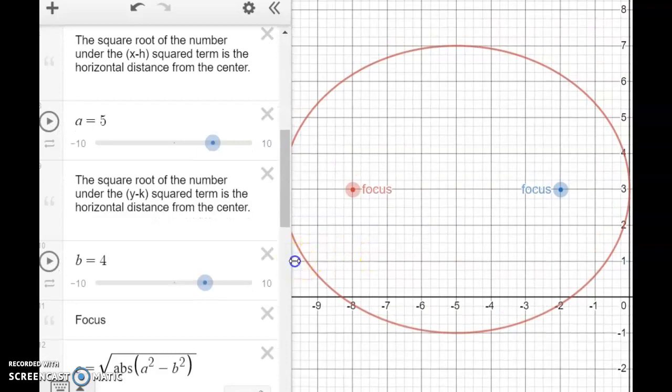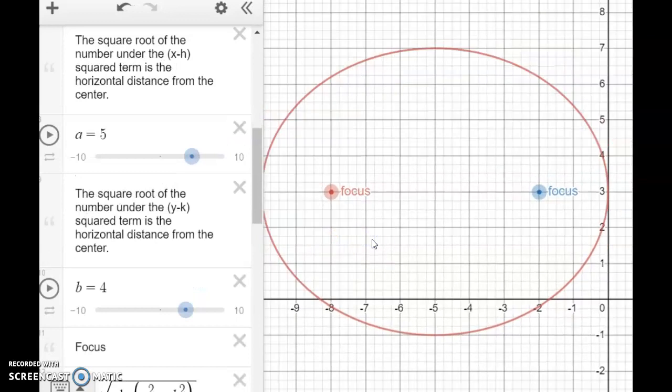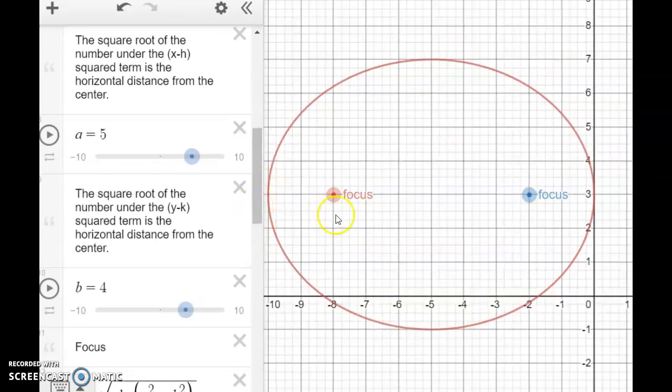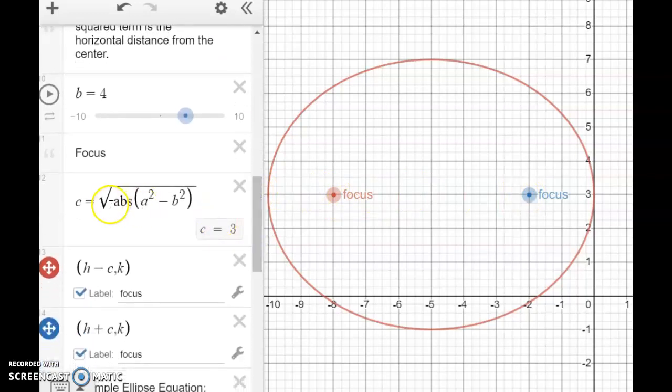Let's see if I can center us more. I don't know. There we go. Maybe zoom out a little bit so I have the whole thing here. So the center is over here, -5 and 3 as promised, and then the foci are over here. And let's see, then it also calculates that C. The C is needed in order to figure out where the foci are.